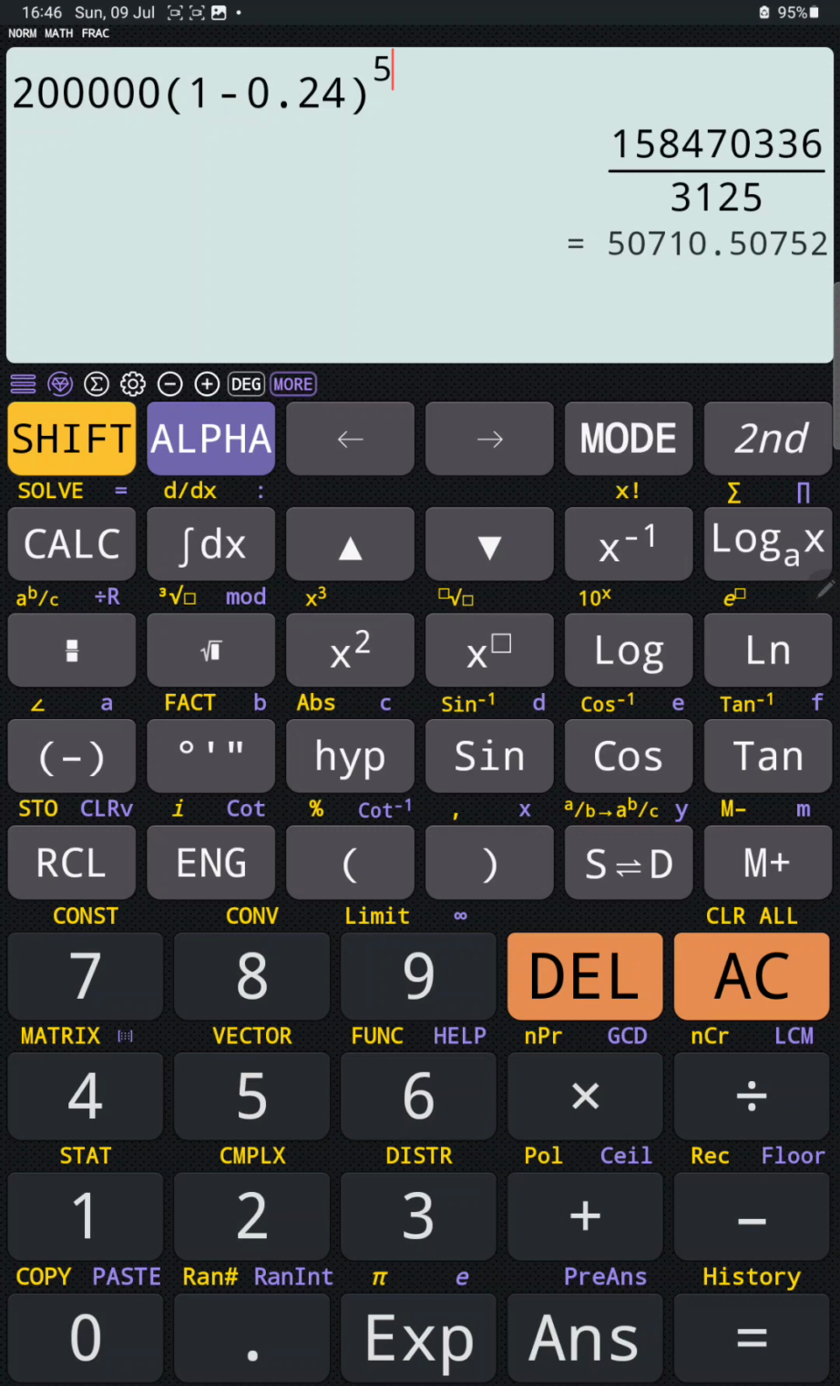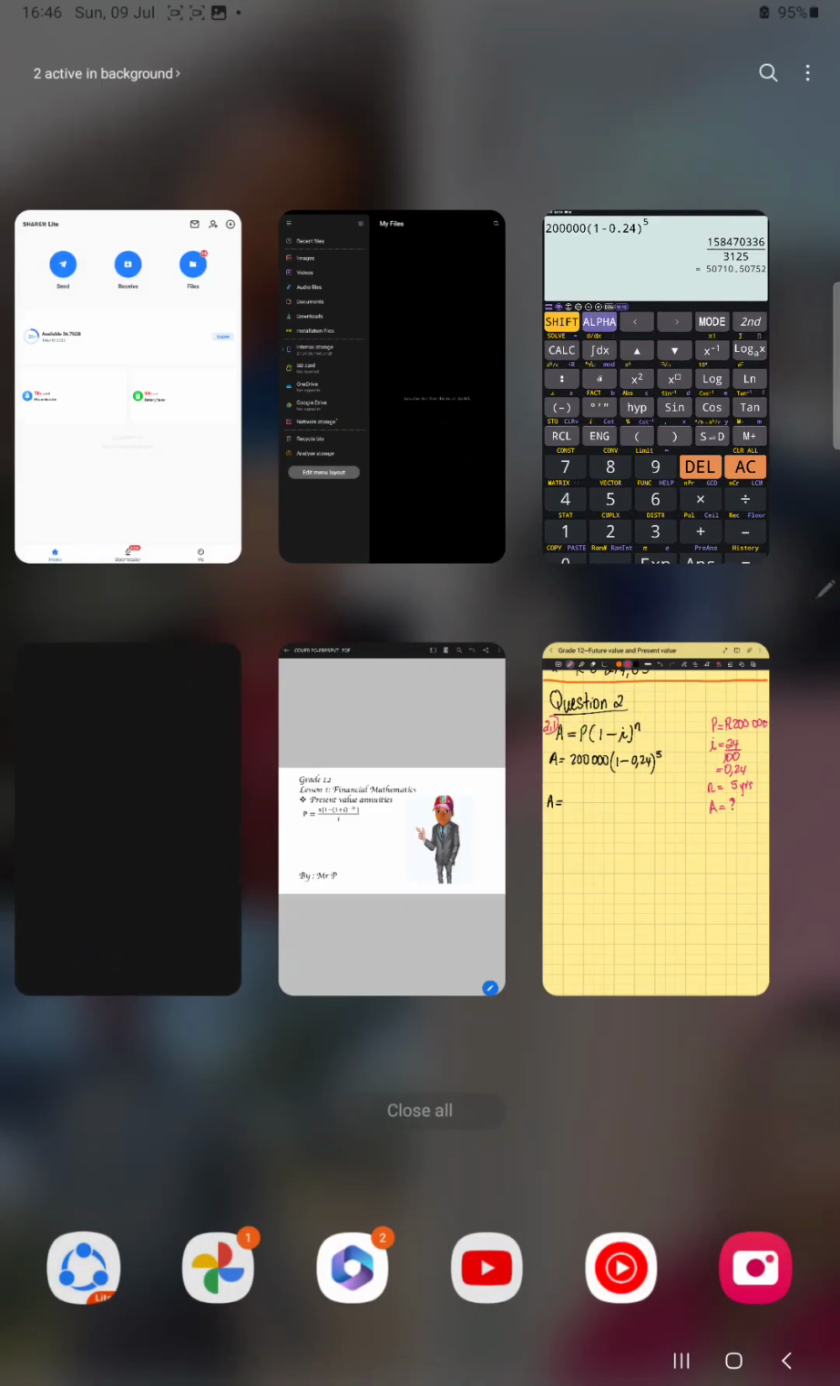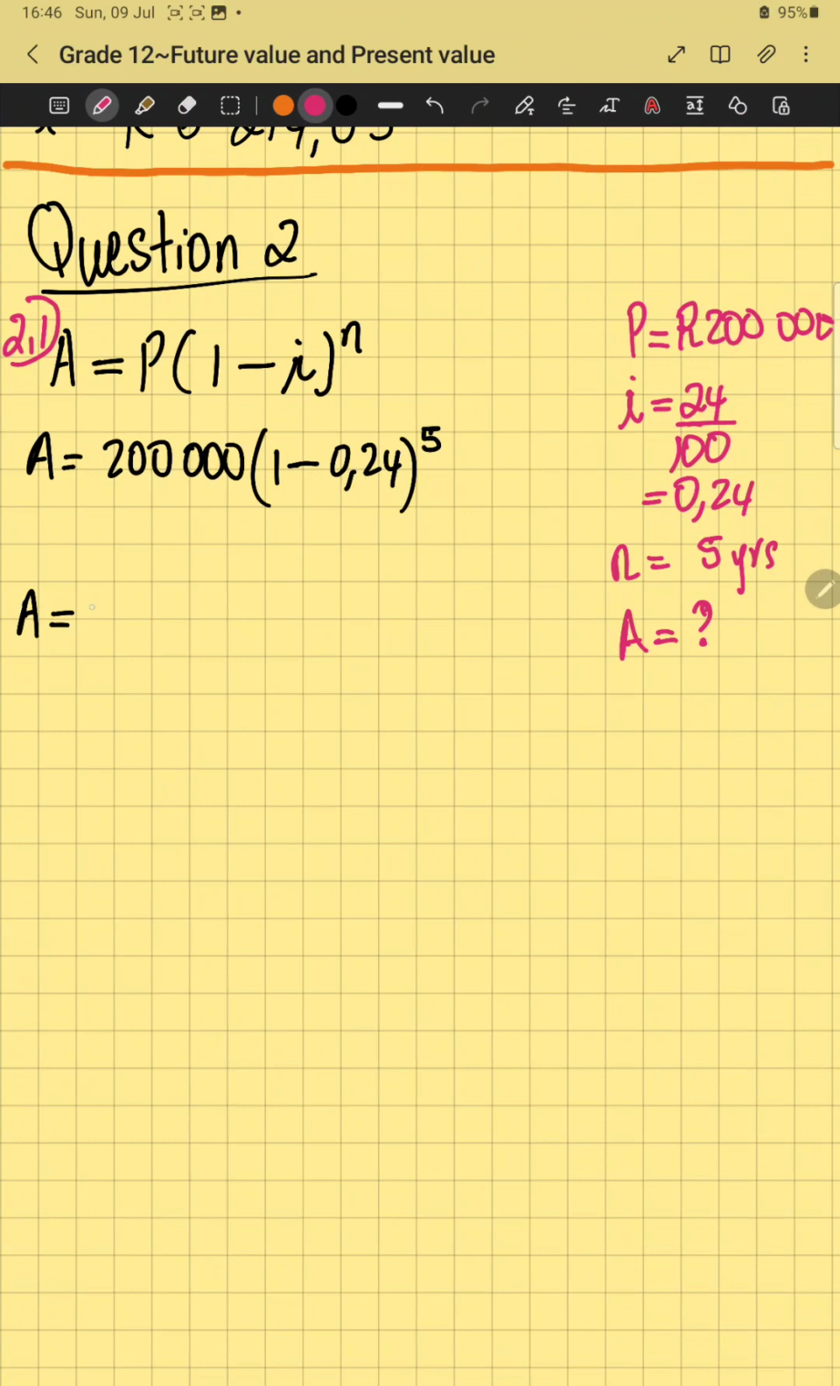So that means the value is going to be 50,710 rand. So this is the value after 5 years. Going to be, just use this column, 50,710 rand and 51 cents. So this is the value, and then you need to conclude here.